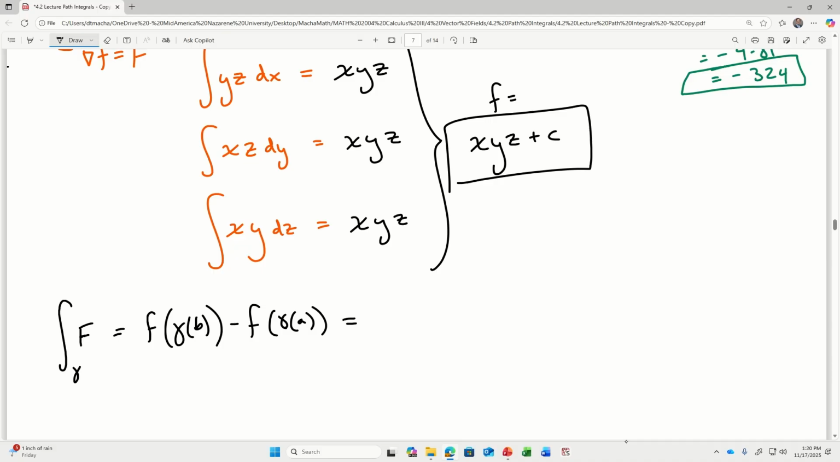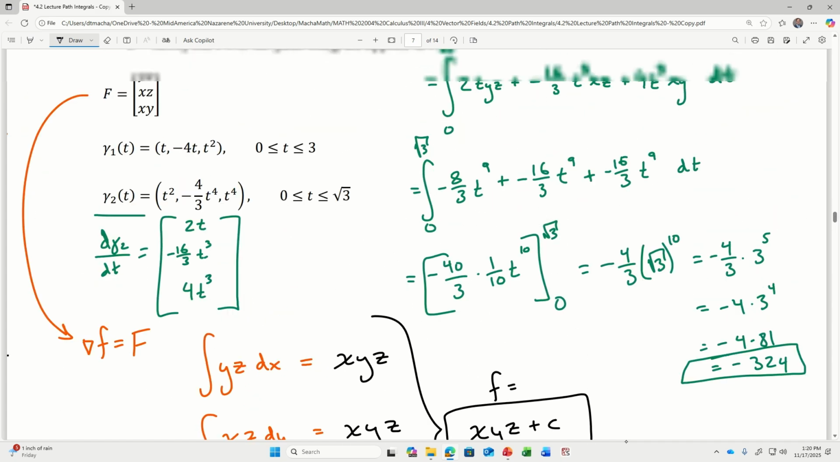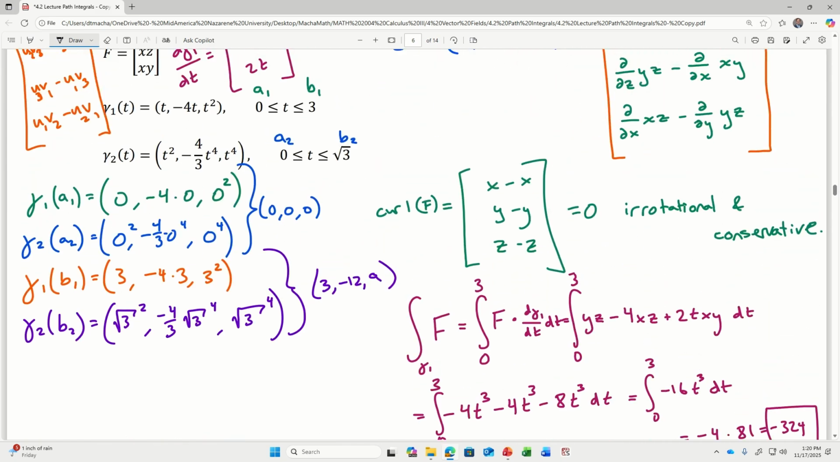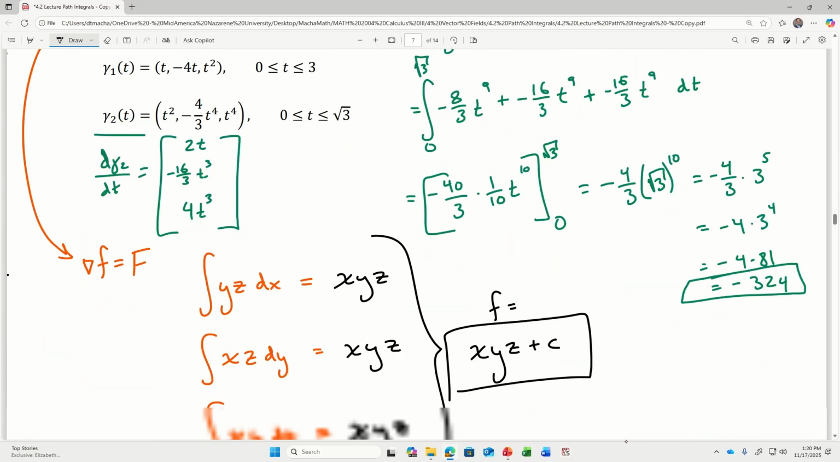So what I want you to do is look at the start points and the end points. The start point, remember, was 0, 0, 0. And the end point was 3, negative 12, 9. And so those are going to be my start point and end point.